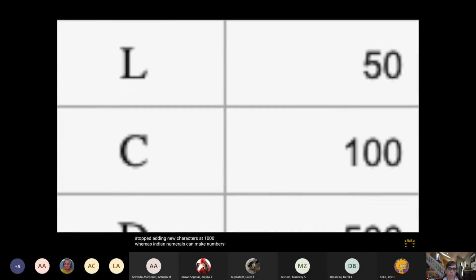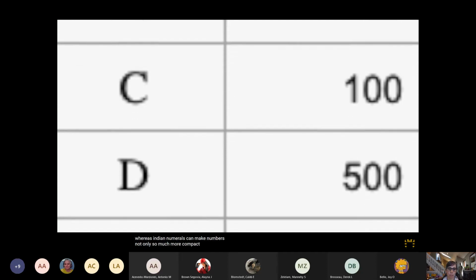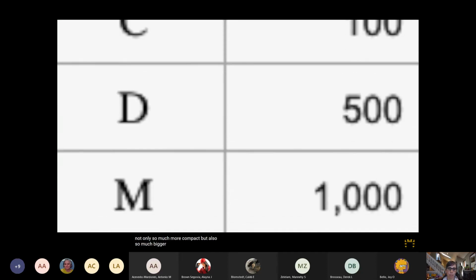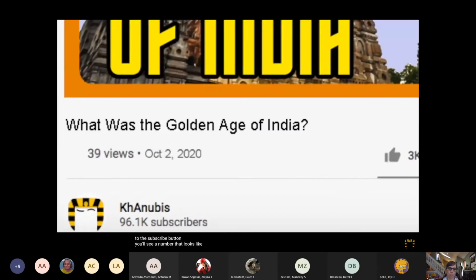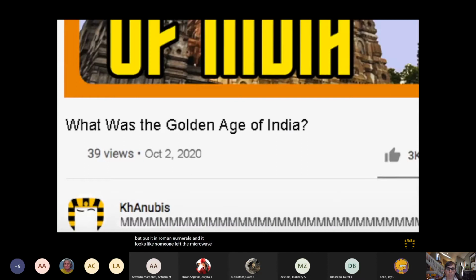That's not even to mention how the old Roman system stopped adding new characters at 1000, whereas Indian numerals can make numbers not only so much more compact, but also so much bigger. For example, if you look below this video to the subscribe button, you'll see a number that looks like this, but put it in Roman numerals and it looks like someone left the microwave on. Now, enough about numbers, at least before I started losing my audience.